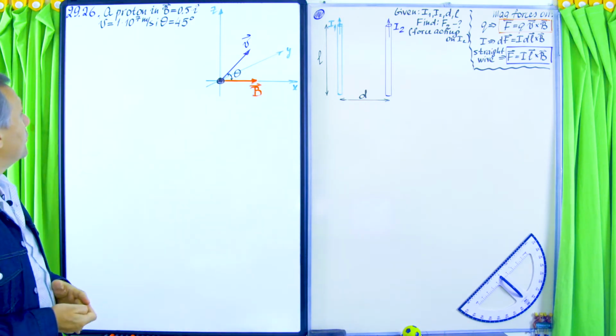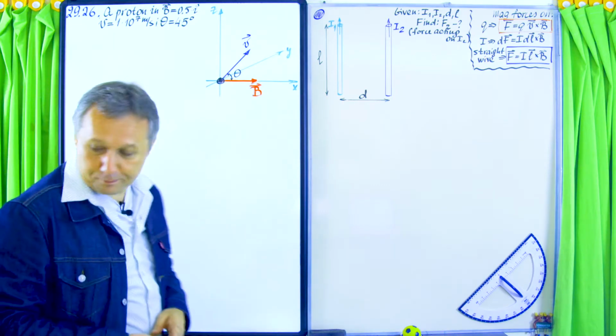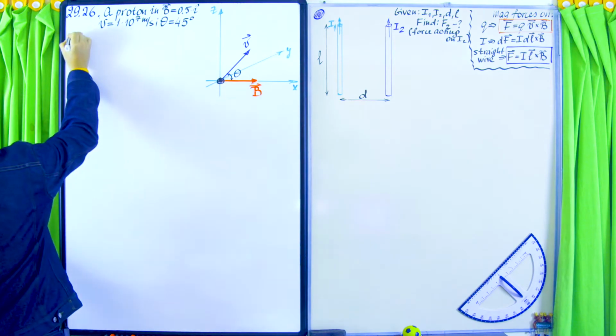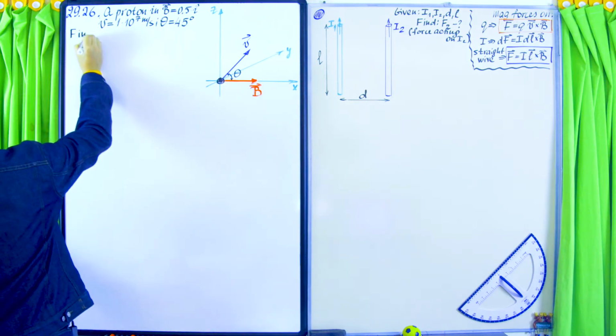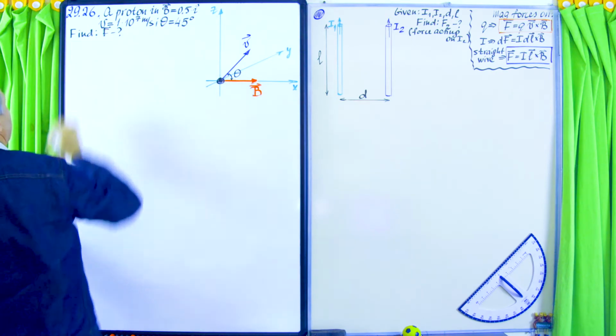Okay, so what do we need to find? We need to find the force acting on this proton. Actually, I forgot to write what we need to find. So let me add that. So find F. Okay, I should have added the vector sign.